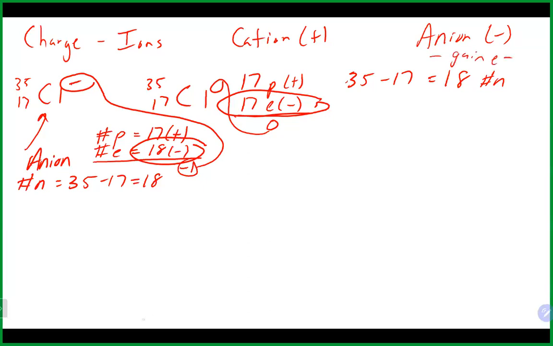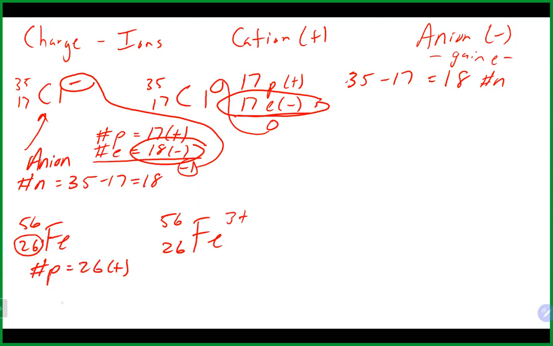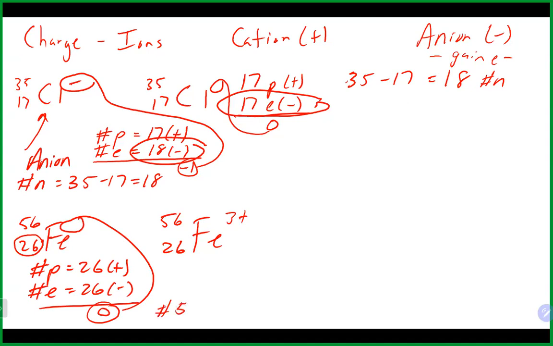Now, if we look at something like, I think we had this guy the other day, iron 56, and we had iron with a +3 charge. So here in our neutral, the atomic number is 26, which means it should have 26 protons. Once again, because it is neutral, it will have an equal number of negative charges, which gives us 0. And once again, that's why there's nothing written there. It has no charge. And our number of neutrons in this case would be our mass number minus our atomic number, which was 30 in this case.